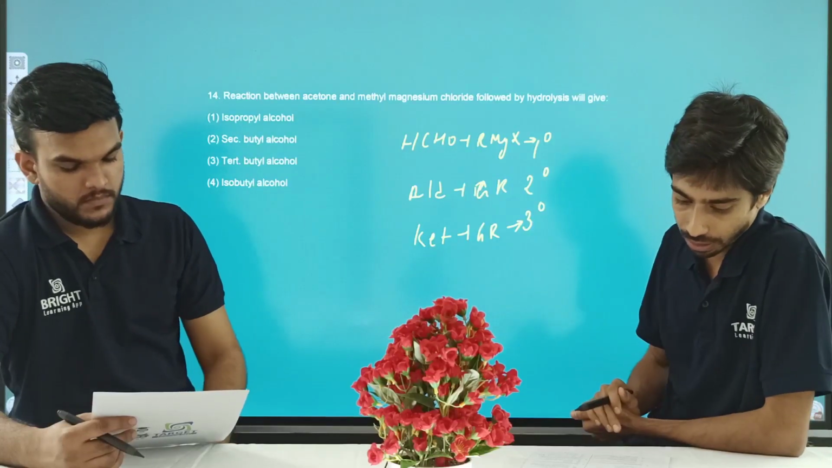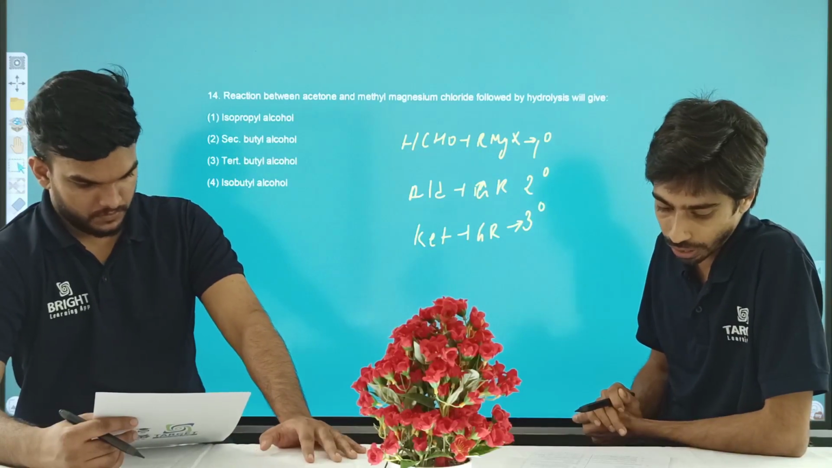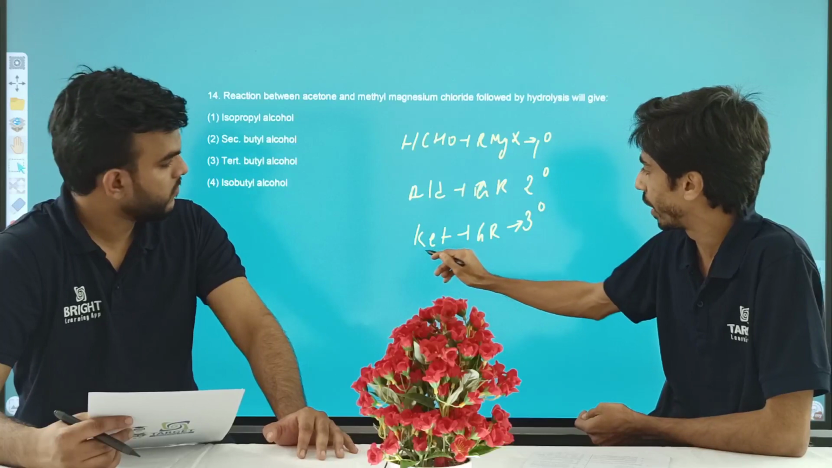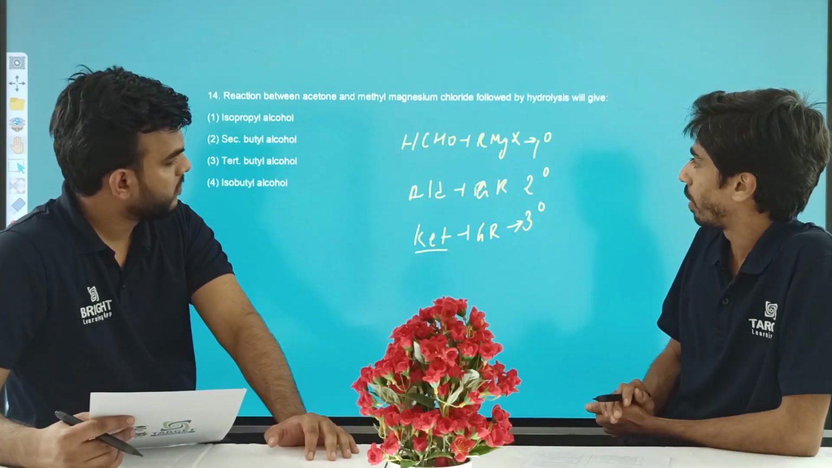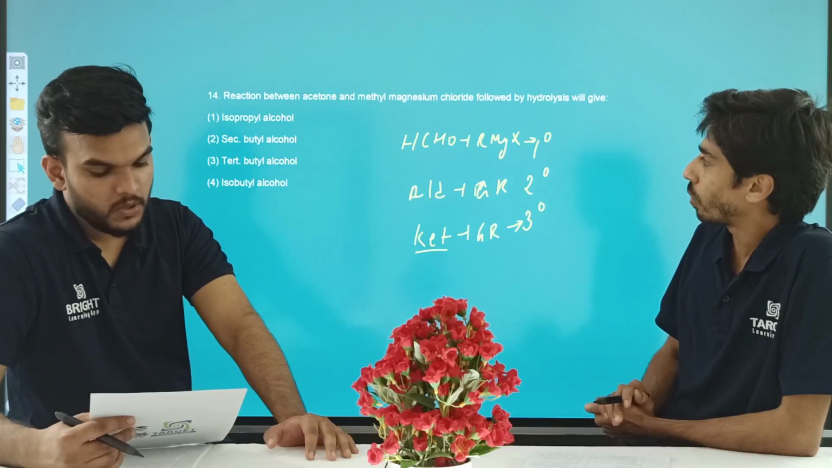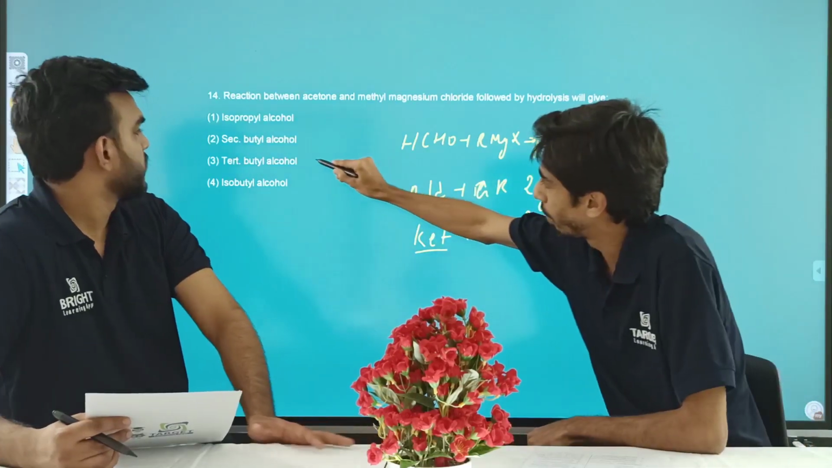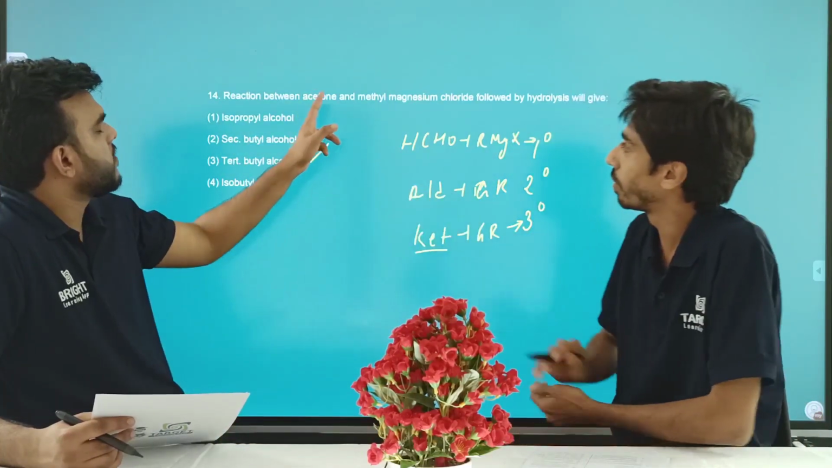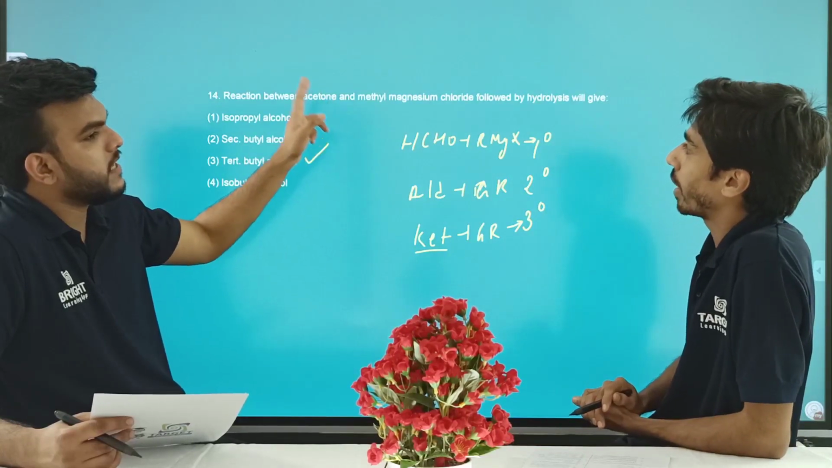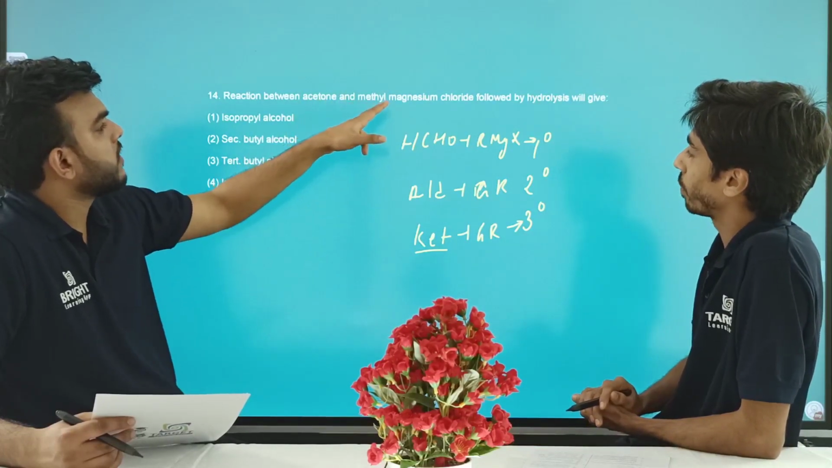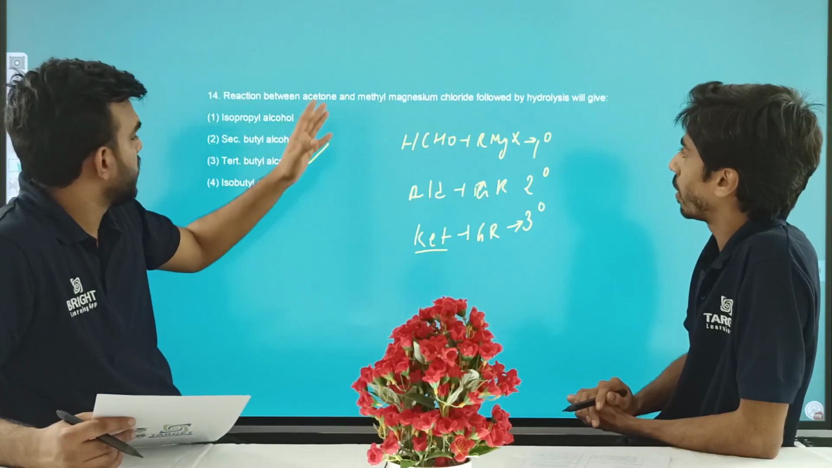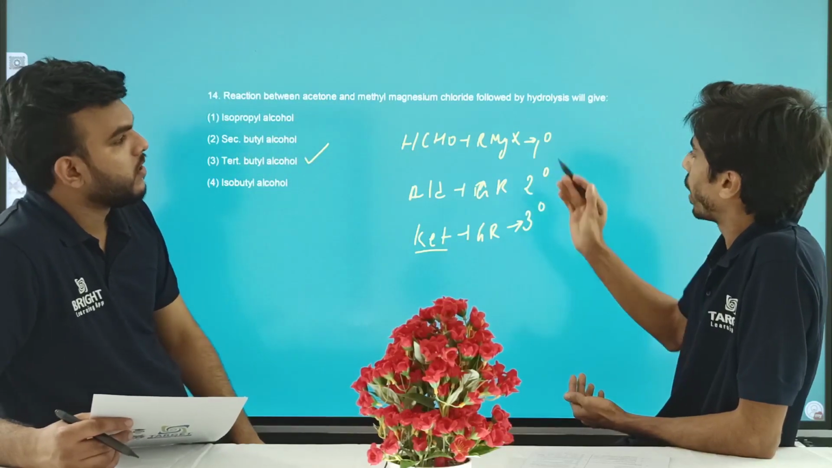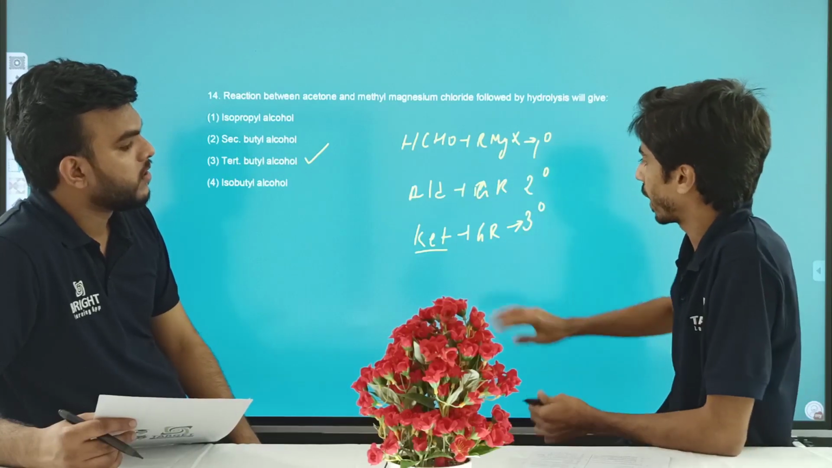So they are asking about the reaction between acetone and methyl magnesium chloride. Acetone is a ketone, and with Grignard reagent, we'll get a tertiary alcohol. So it's a direct question. We'll get tertiary butyl alcohol for this. Here it is acetone, that is CH3COCH3, reacting with CH3MgCl. It will become a tertiary compound, that is tertiary butyl alcohol, followed by hydrolysis. We'll go for the reaction.